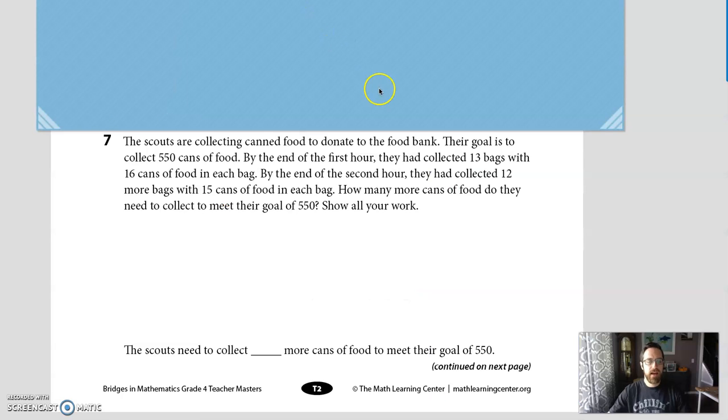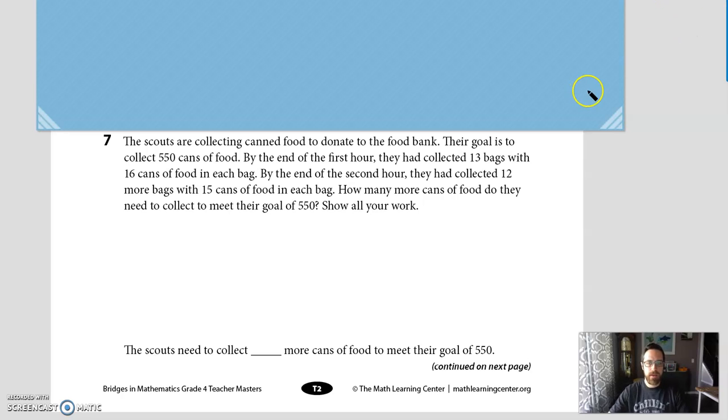And then for the last one today, we're going to do a multi-step problem. It says the scouts are collecting canned food to donate to the food bank. Their goal is to collect 550 cans of food. By the end of the first hour, they collected 13 bags with 16 cans of food in each bag. By the end of the second hour, they had collected 12 more bags with 15 cans of food in each bag. How many more cans of food do they need to collect to meet their goal of 550? Wow, show all work. There's a lot in this problem.